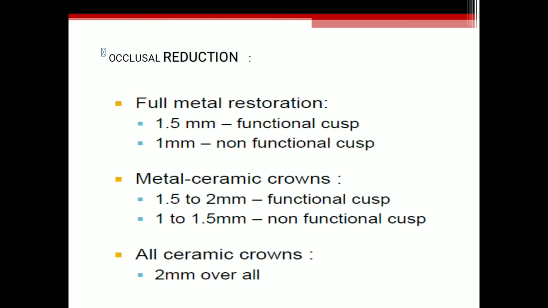To start your tooth preparation, first we will discuss the initial basics. For full metal restoration, that is your cast metal restoration, the occlusal reduction is 1.5 mm in the functional cusp and 1 mm in the non-functional cusp. Whereas for metal ceramic crowns, in the functional cusp we reduce 1.5 to 2 mm, and in the non-functional cusp we reduce 1 to 1.5 mm. When you perform all ceramic crown preparations, it will be 2 mm all over.